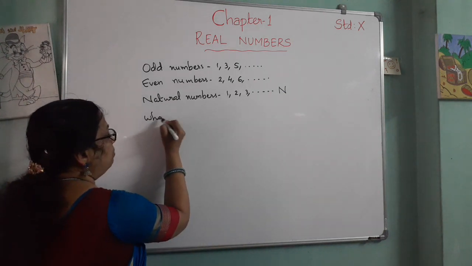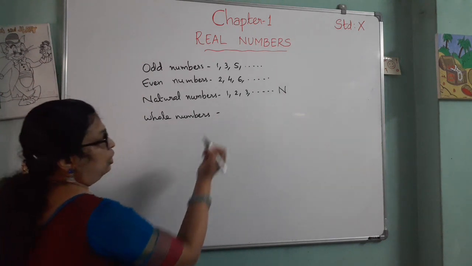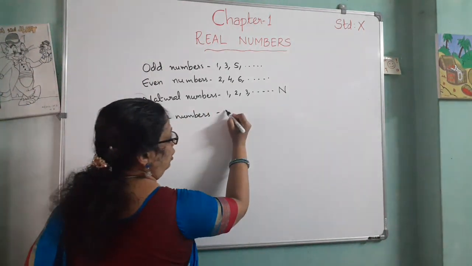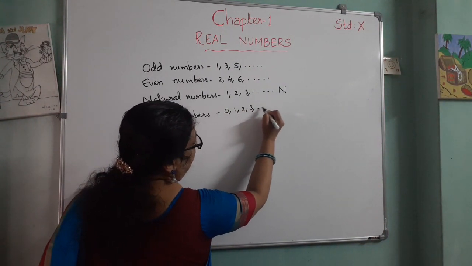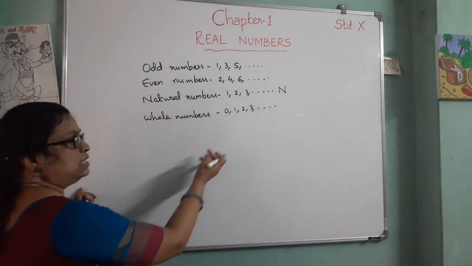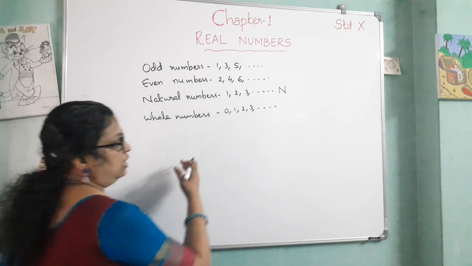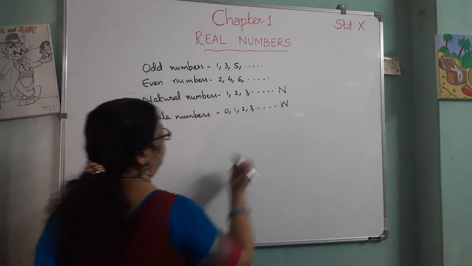Then whole numbers, that is natural numbers along with 0 are called whole numbers. So 0 also comes, 0, 1, 2, 3, etc. are called whole numbers. The smallest whole number is 0 and the greatest whole number we can't say. And whole numbers are represented by capital W.